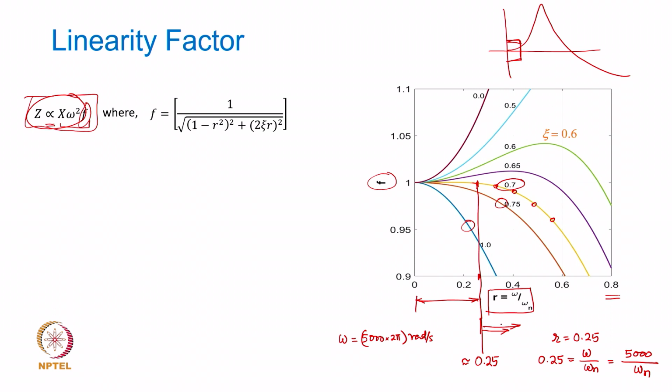So, this 0.25 which I got from here, I am setting as omega over omega n, which is R, and my frequency of interest is 5000 hertz, then my natural frequency of this sensor should be how much? Isn't it? 5000 divided by 0.25, that is going to be the natural frequency of my sensor.